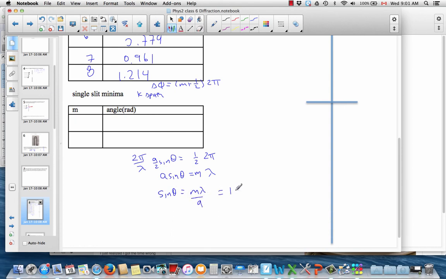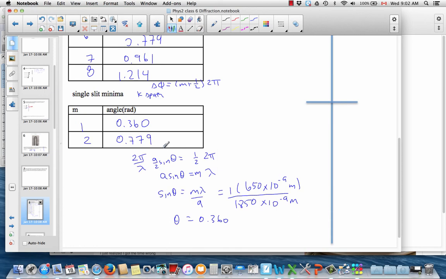Let's do m equals 1 as an example. And again, it's 650 nanometers. And what was the width of the slit? It is 1850 nanometers. So you do the inverse sine there, and you get 0.360 radians. And repeating the process for m equals 2, you get 0.779 radians.